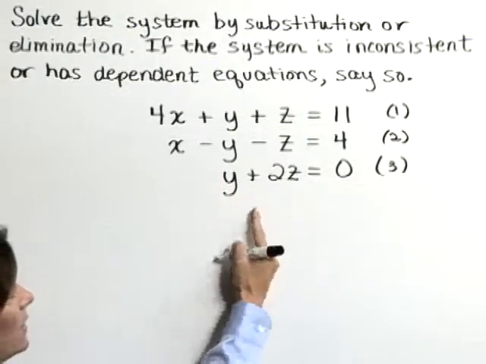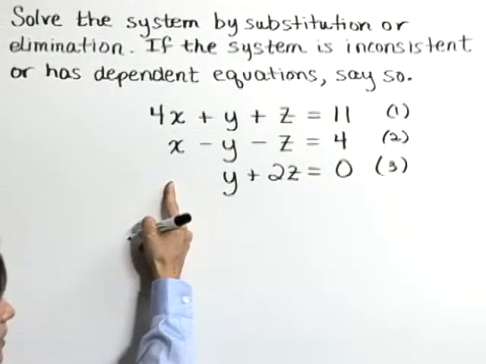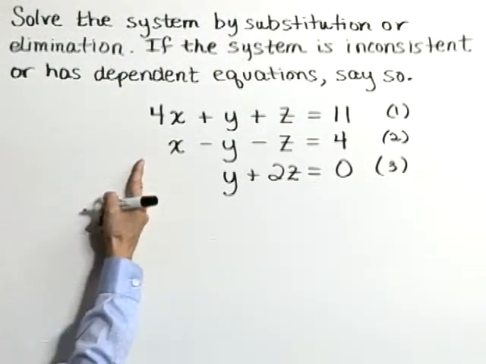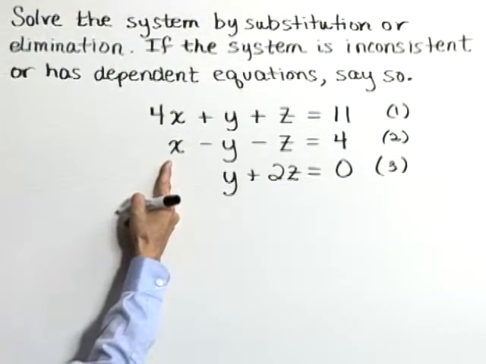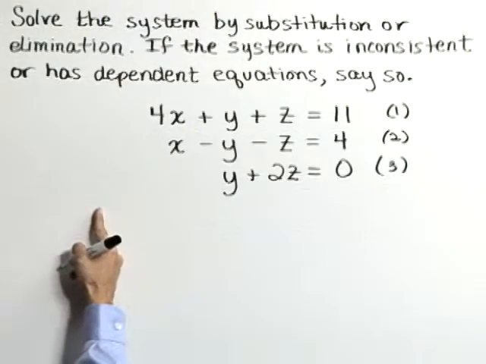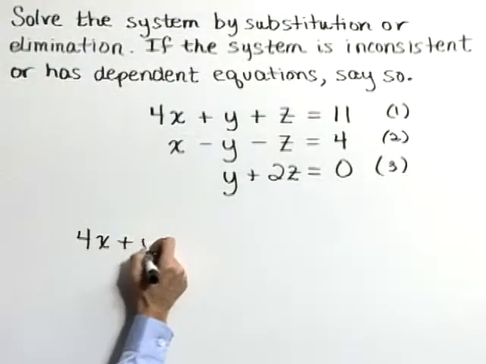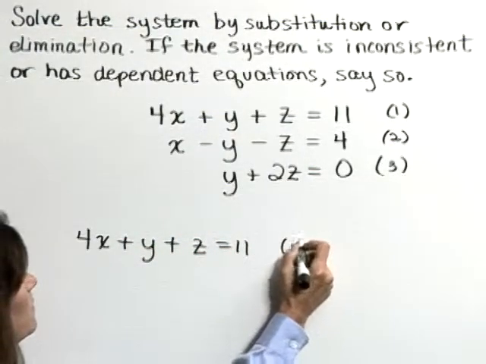Now, let's key in on equation 3. Notice that it is missing the x variable. So I'm going to start by picking equations 1 and 2 and eliminating the x variable out of them. To do that, I'm just going to start by rewriting equation 1. 4x plus y plus z is equal to 11.